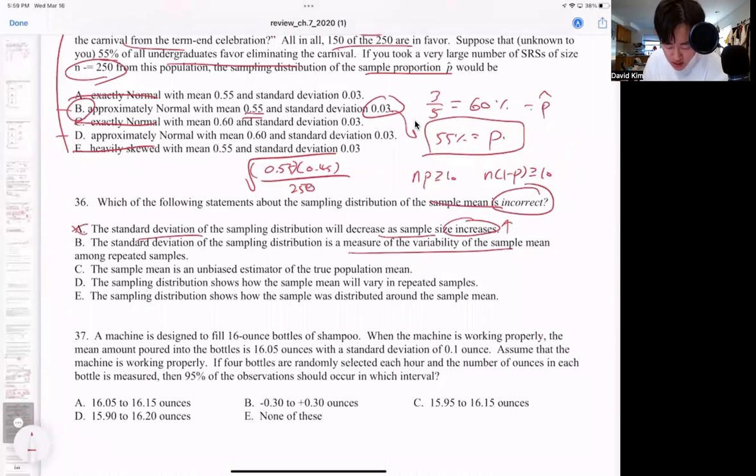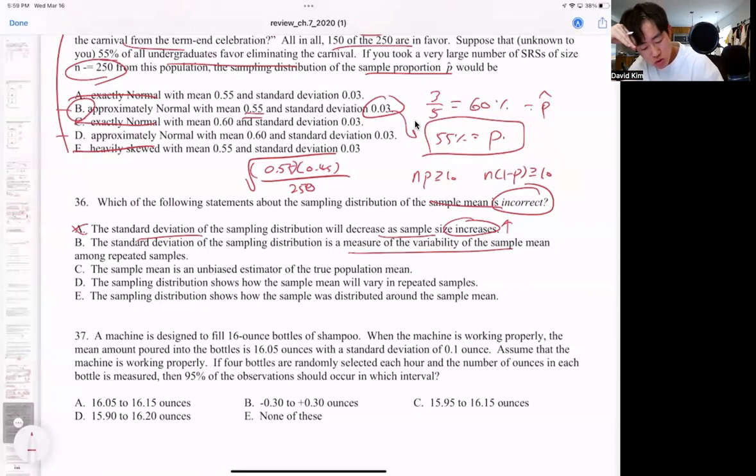The sample mean is an unbiased estimate of the true population mean. That is true. The sampling distribution shows how the sample mean will vary in repeated samples. The sampling distribution shows how the sample was distributed around the sample mean. All right, so the wording of this can be confusing here, but we're talking about which of the following is incorrect. So the sample mean is an unbiased estimator of the true population mean. Technically speaking, you probably want to have the word randomized in there, but since we're just going to assume a simple random sample for this, for 36, I'm just going to eliminate this one right here.